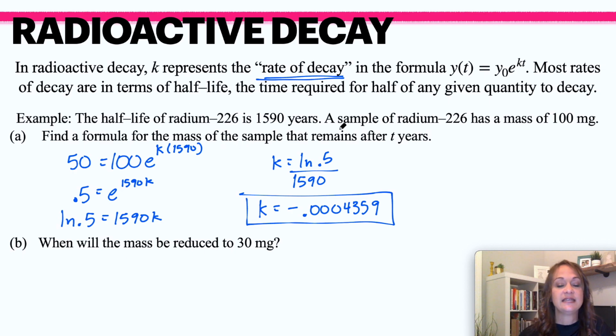Now, because it is a decay, should it be negative? Yes. If you did not get a negative here, then something went wrong, because a negative is representing something decaying, just like in the graphs at the very beginning of this section.